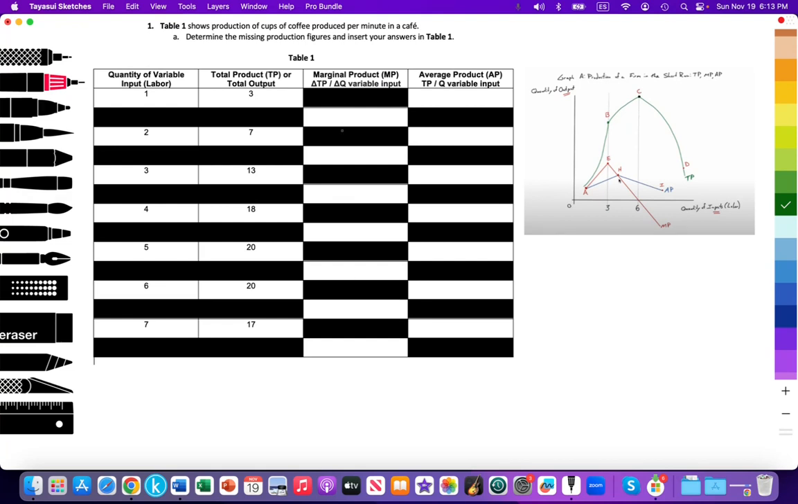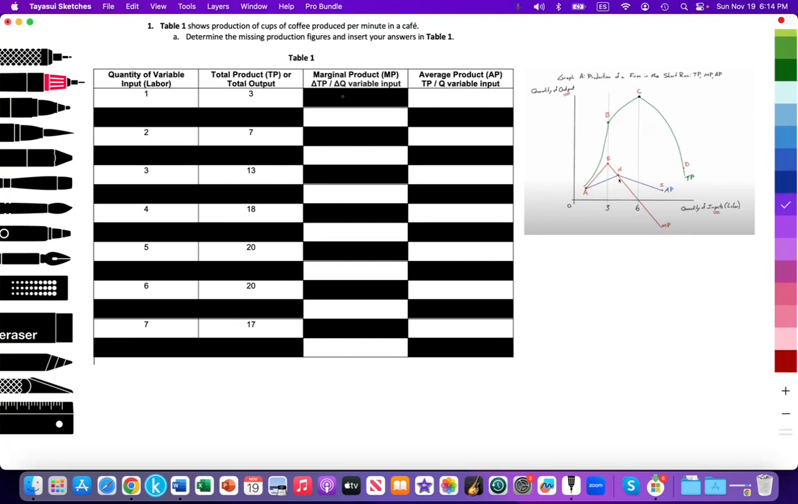Let's first work on the marginal product column. I'll ask you to pause the video, fill in the marginal product calculations, and then we'll fill in the average product calculations and see if your workings correspond to my workings. So please pause the video and try this on your own now. Please pause the video. Okay, so let's go ahead and try to make these calculations.